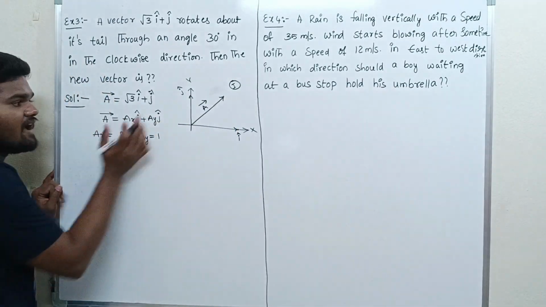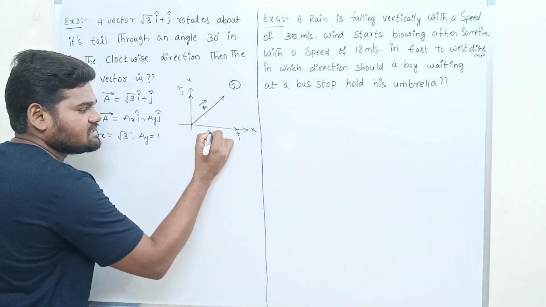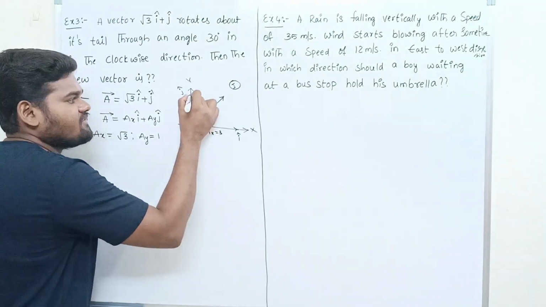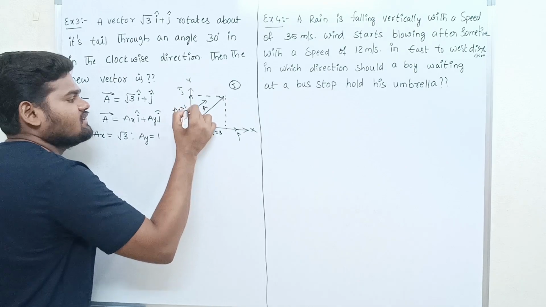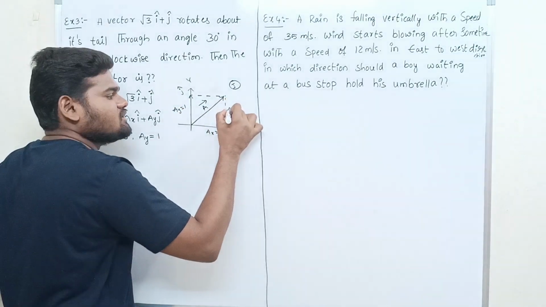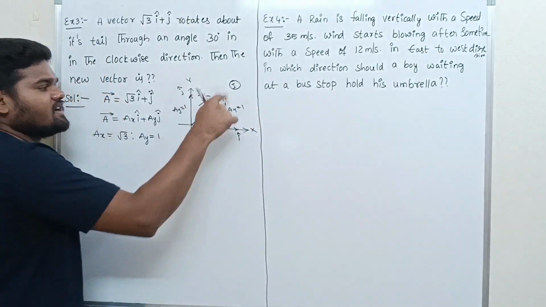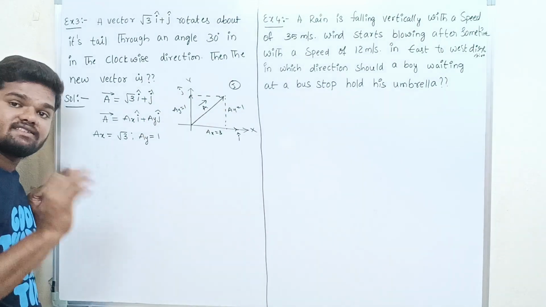So what is the value of ax? The value of ax is equal to root 3. What is the value of ay? Ay is equal to how much? 1. If this is 1, this is also 1. Ay is equal to 1 because it is a rectangle, the opposite sides are the same.